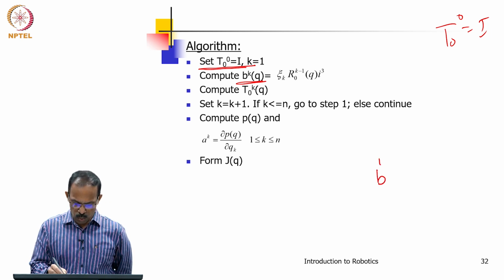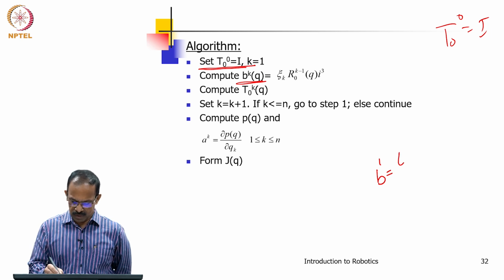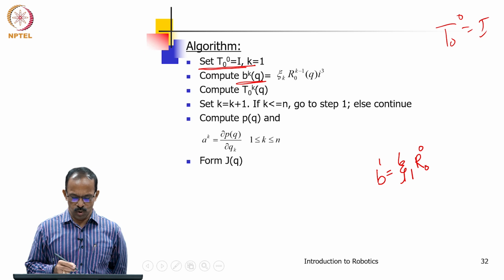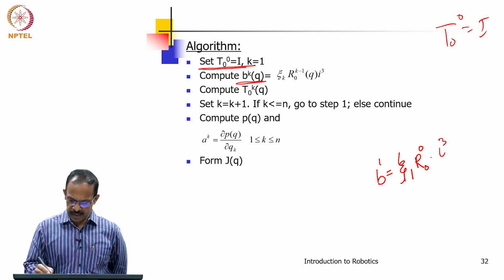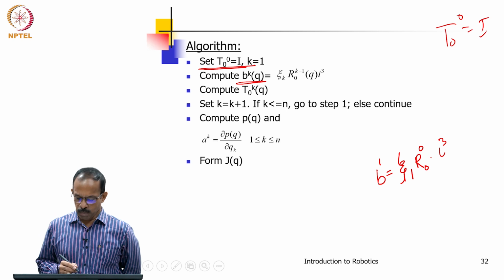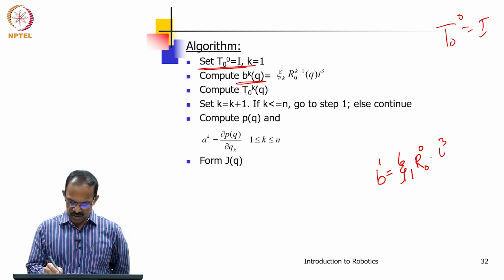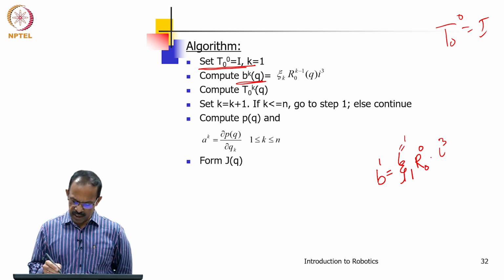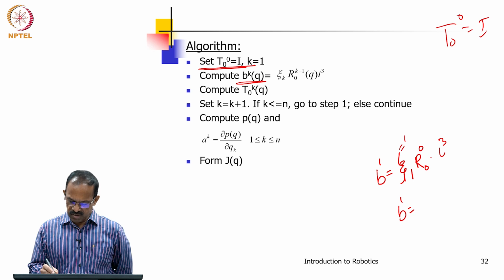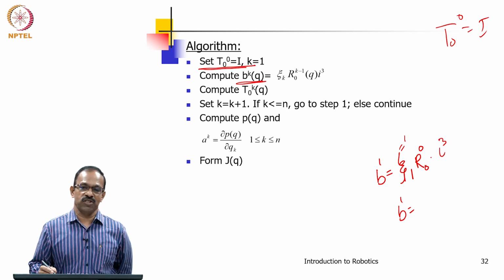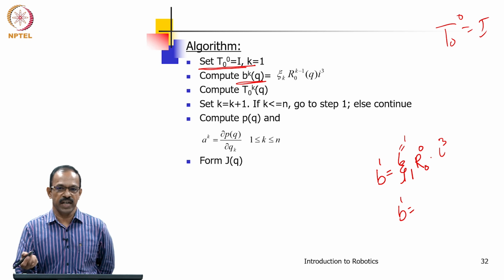So, set k equal to 1. I have B1 as xi k, that is xi1, R 0 0, with k equal to 1, multiplied by I3. That is B1. Xi1 is equal to 1 when it is rotary, 0 if it is prismatic. If it is a rotary joint, then R 0 0 is the rotation matrix between the 0th frame to the 0th frame, and it will always be an identity matrix.